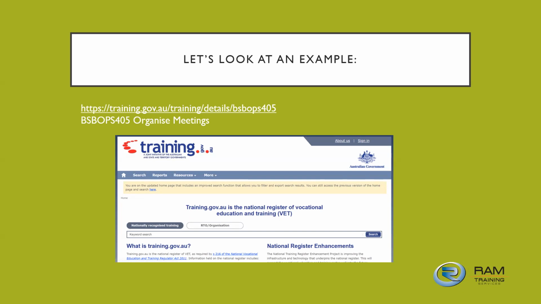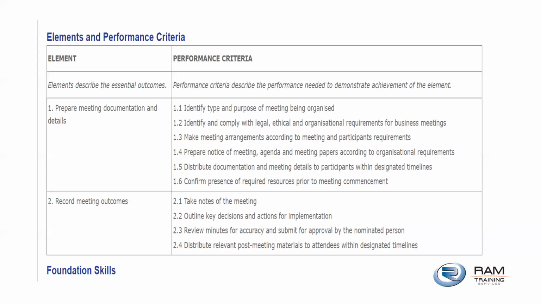If we actually looked at the website, you would see a lot more detail. But for the purpose of this lecture, I've just captured the performance criteria and the elements. And then we'll take a look at the performance evidence. All right, but we've got this in front of us here, and let's check out what's actually included in the unit. So the elements: we've got prepare meeting documentation and details. Then element 2 is record meeting outcomes. So whatever unit you're going to look at, it's going to have some elements and it's going to have some performance criteria.